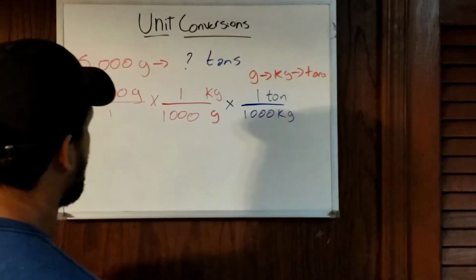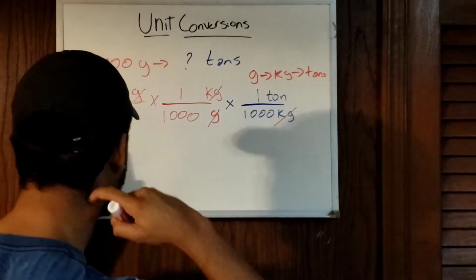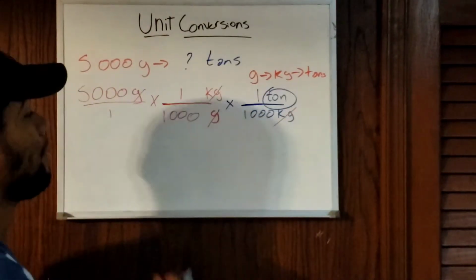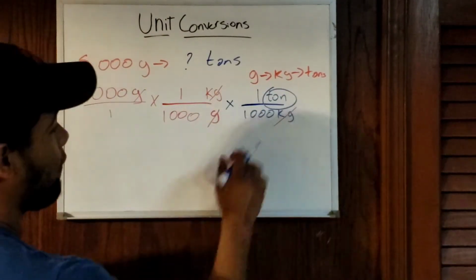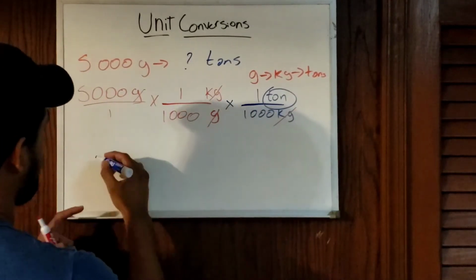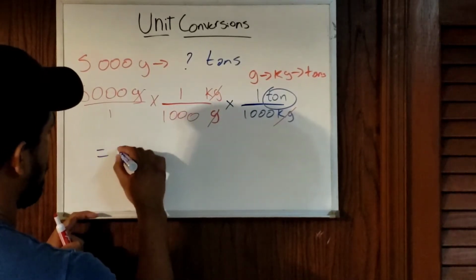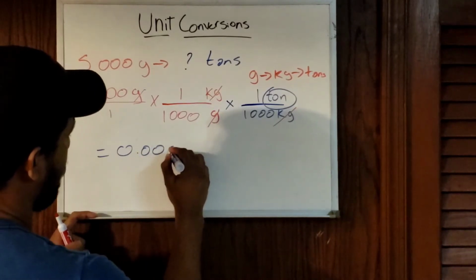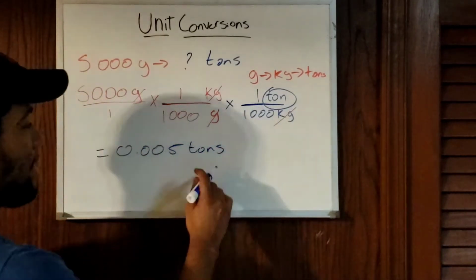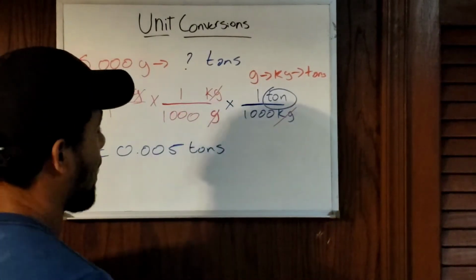If you see here, your grams are going to cancel out. Grams cancel out with grams. Kilograms cancel out with kilograms. And then you're only left with your ton as your final unit, which is actually 1. So all you have to do is multiply, and that turns out to be, because I'm such a robot, I know that this equals 0.005 tons. If you were to express 5,000 grams in tons, that is how many tons you would have.